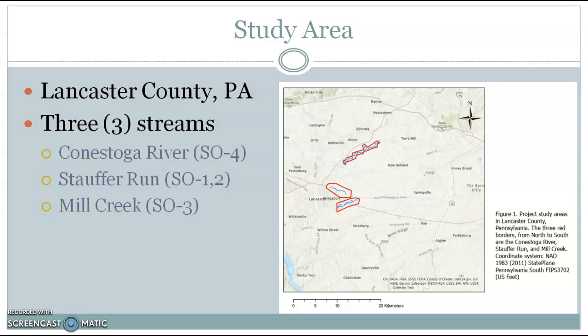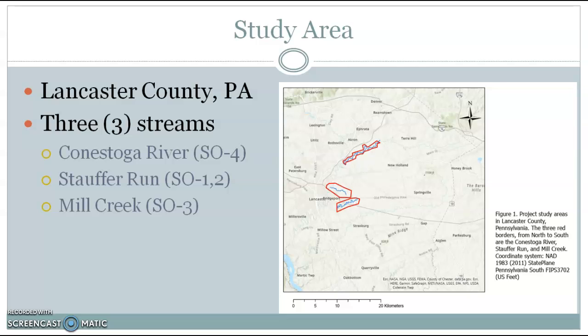The study area for the project is within my school district in Lancaster County, Pennsylvania. I chose 3 streams that our students regularly take field trips to in their science coursework: the Conestoga River, Stauffer Run, and Mill Creek. These streams all differ in their stream order, a measure of how small or large a stream is, which has a lot to do with its characteristics and biology.